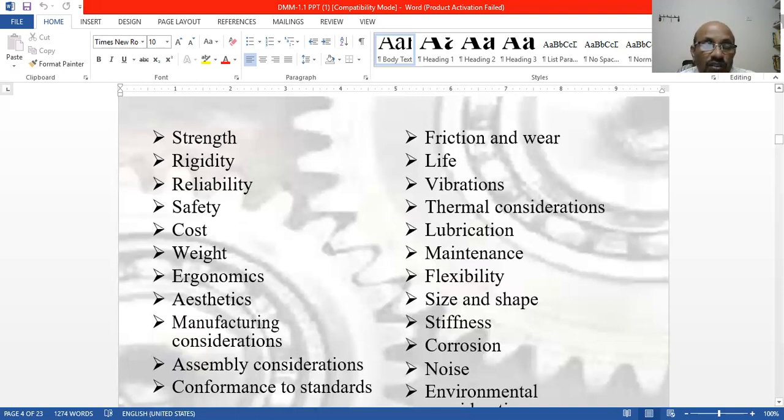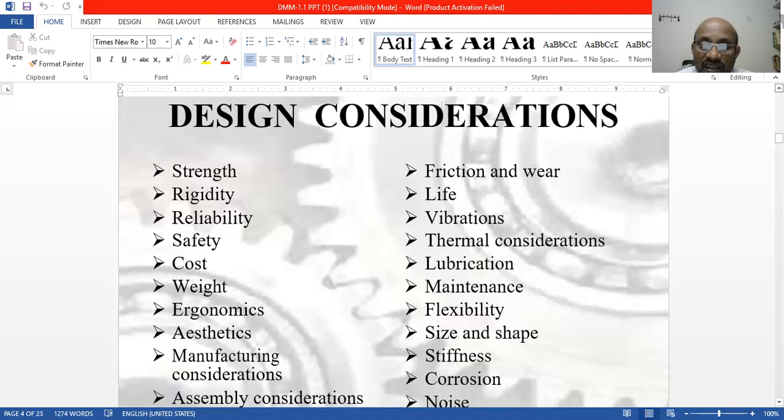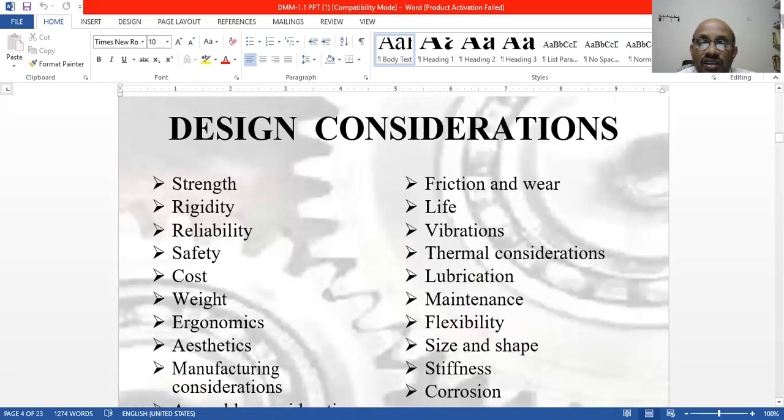Then there are manufacturing controls, assembly, conformation to standards, friction, wear, life, vibrations, thermal considerations, lubrication, maintenance, flexibility, size and shape, stiffness, corrosion, noise, and environmental conditions. All these things we have to take as design considerations. In this class we discussed the design considerations. Next class we'll discuss one more subtopic. Thank you.